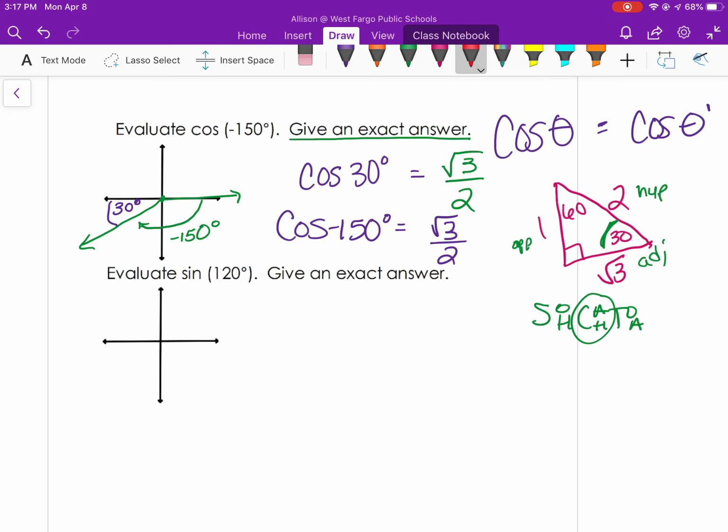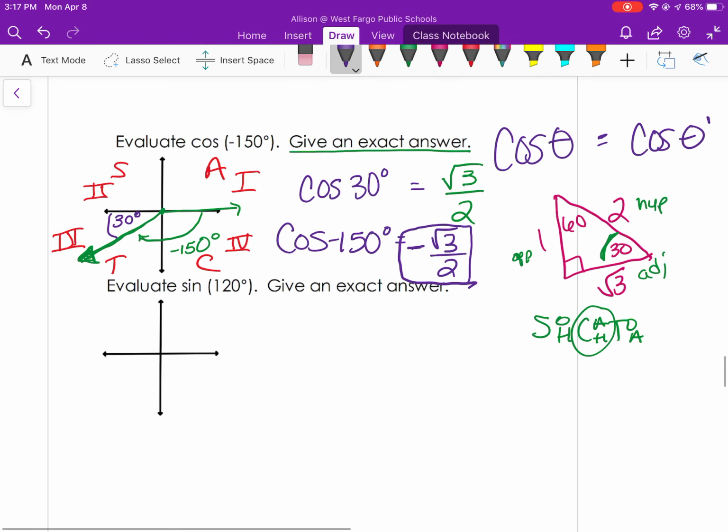Remember that acronym we learned, all students take calculus? Which means in the first quadrant, all of them are positive. In the second quadrant, only sine and cosecant are positive. Third quadrant, tangent and cotangent are positive. And the fourth quadrant, cosine and secant are positive. So since the terminal side of this angle ended in the third quadrant, our answer is going to be negative for cosine. So cosine is negative in the third quadrant. That's the last thing we have to check. So the cosine of negative 150 degrees will be negative square root of 3 over 2.